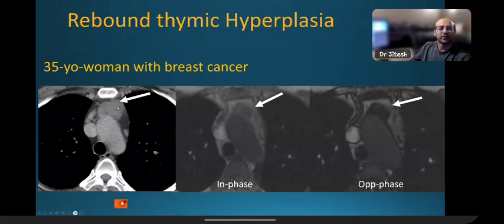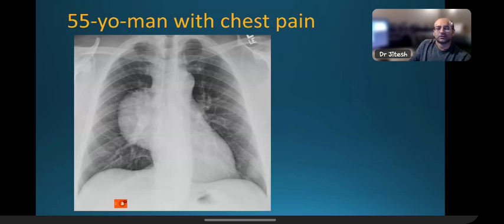So this is very helpful when we have this kind of imaging pattern. This is a rebound thymic hyperplasia where MR was helpful. Now let's look at this case. This is a patient who presented with chest pain.